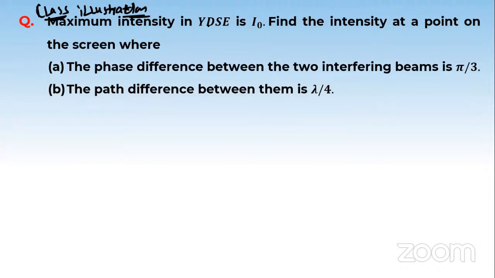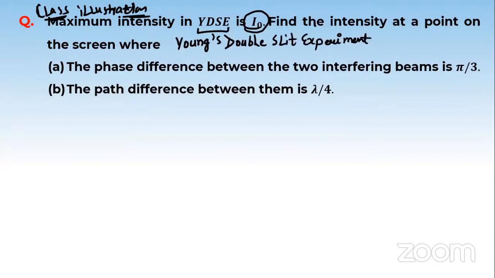The above is the maximum intensity. This YDSE stands for Young's double slit experiment. The maximum intensity is given here. And they say find the intensity at a point on the screen where the phase difference between the 2 interfering beams is pi by 3. And then for the path difference lambda by 4.